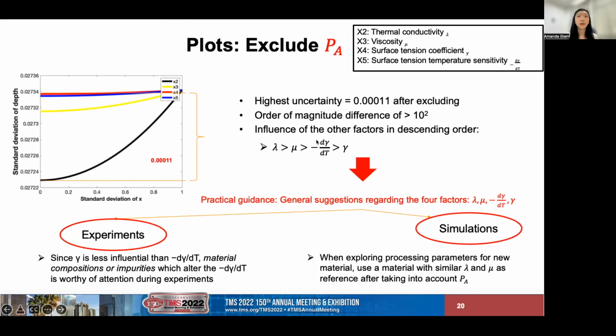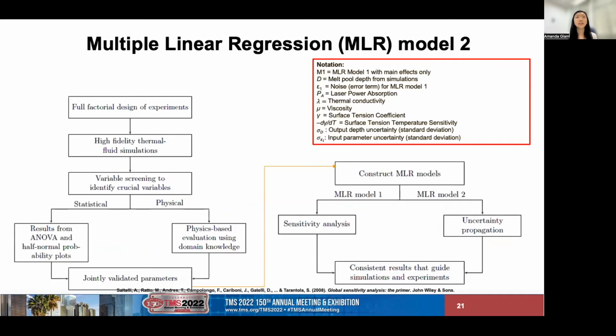So since it's found that the surface tension temperature sensitivity is more important than the surface tension coefficient itself, perhaps we want to pay more attention to material compositions or impurities that alter the value of the surface tension's temperature sensitivity in experiments. And in simulations, perhaps when we're exploring the processing parameter ranges, we want to use ranges with similar thermal conductivity and viscosity after taking into account the laser power absorption, since these are found to be the next 2 most significant factors.